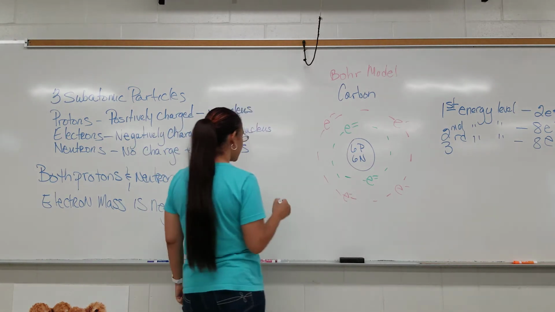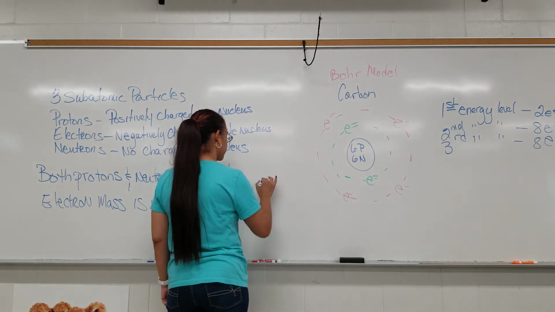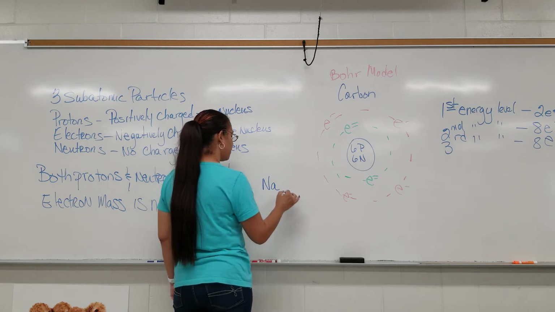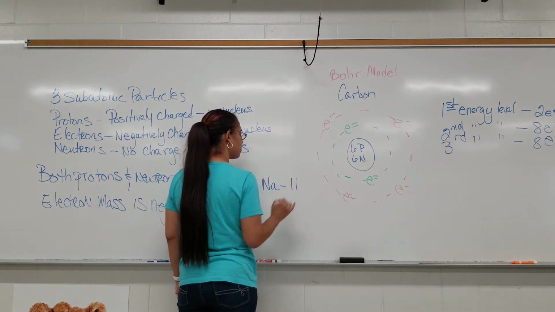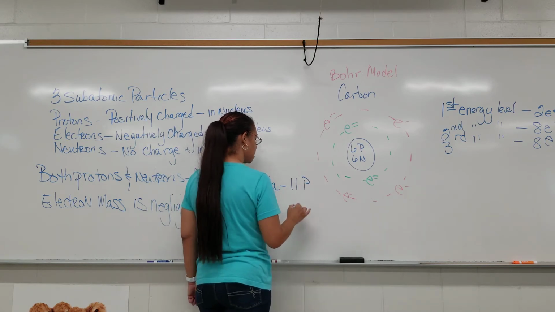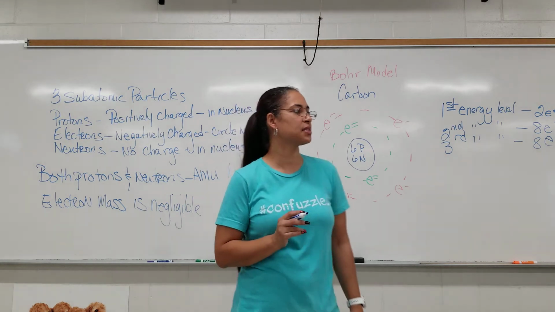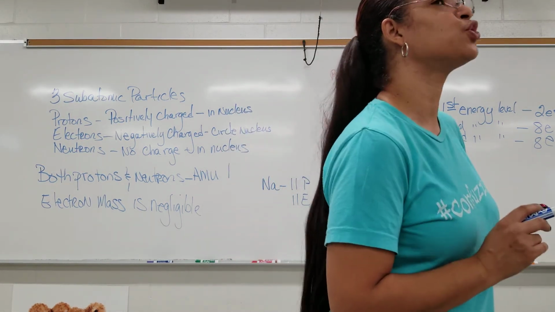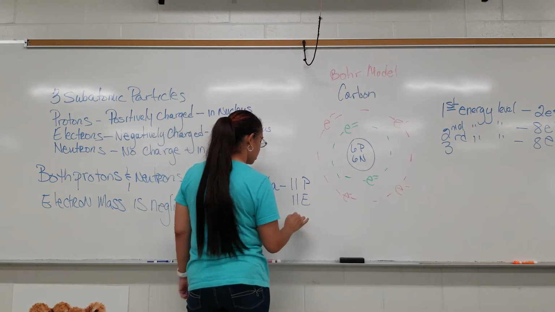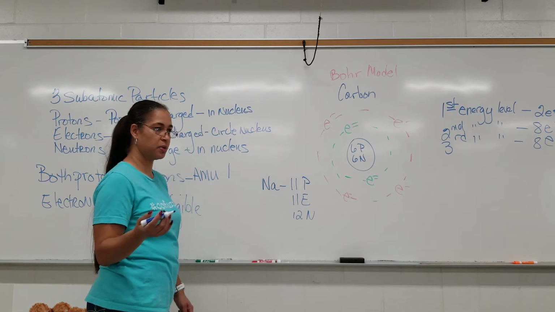So if we look at, for example, sodium. Sodium's atomic number is 11. Okay, so it is atomic number 11. So it has 11 protons, 11 electrons, and because its atomic mass is 22.99 or 23, it has 12 neutrons. We're going to get into the neutrons in a moment.